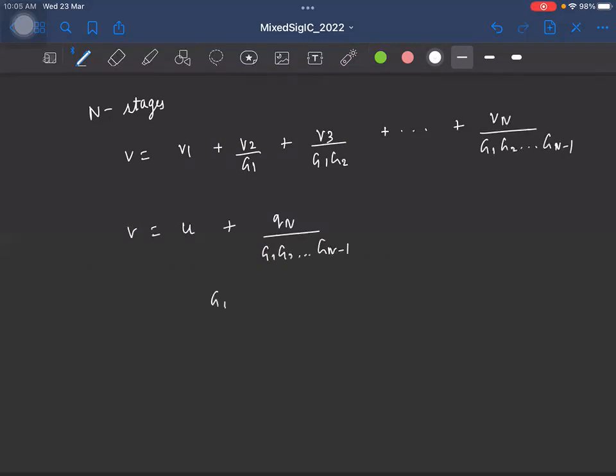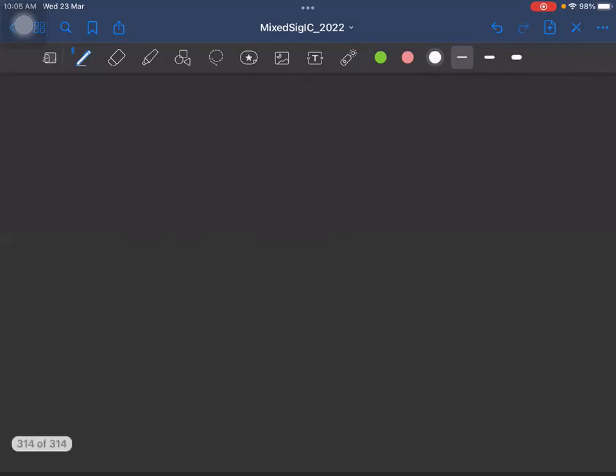And let us say G1 is 2 power B1, and in general Gk is some 2 power Bk. What will be the overall resolution you can achieve with this? B1 plus B2 plus Bn. That's fine. So this is how you can realize an n-step ADC. Now let's generalize it.